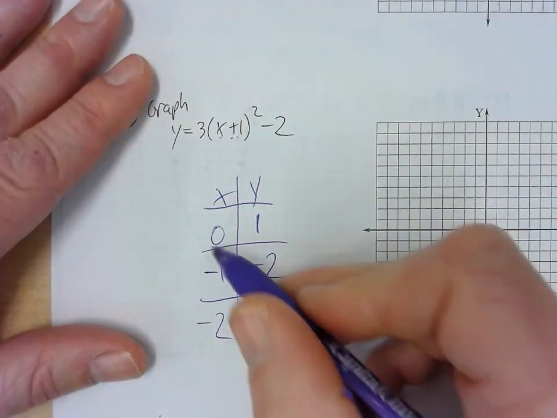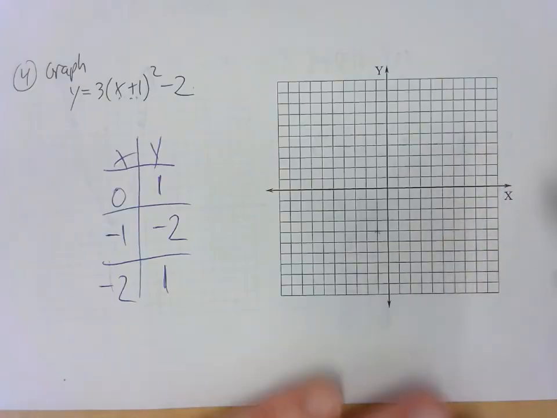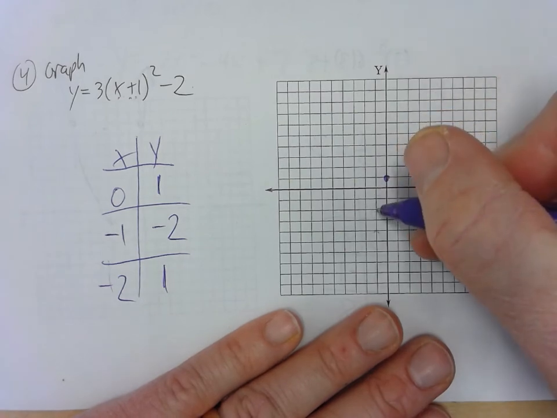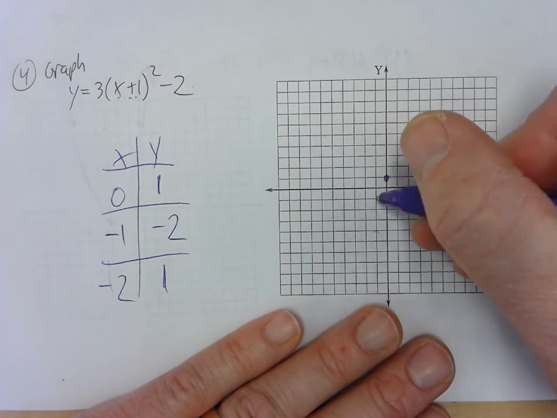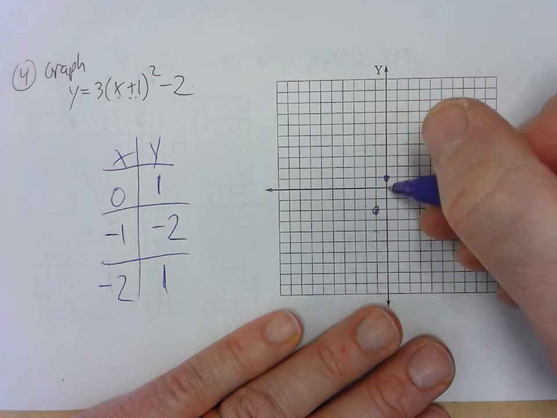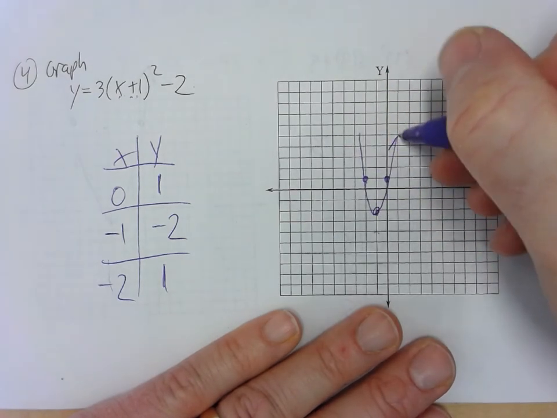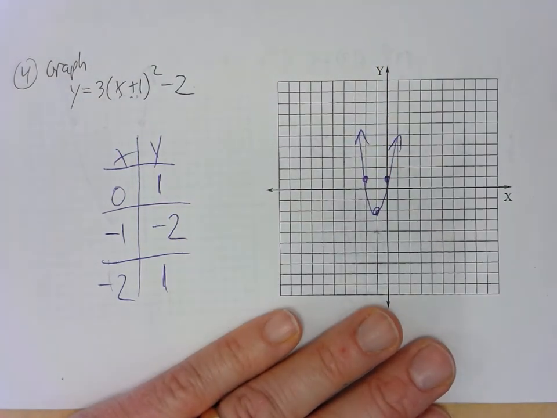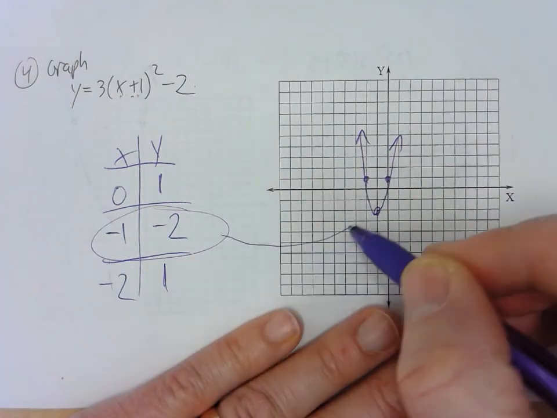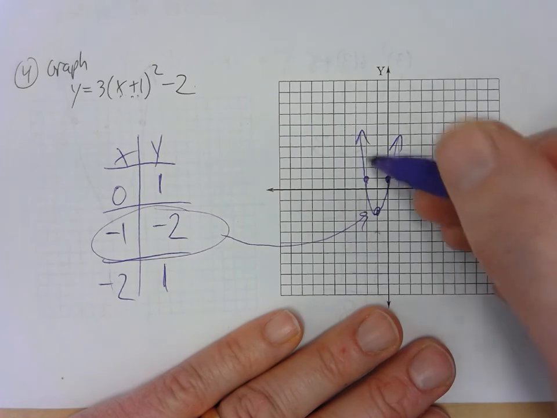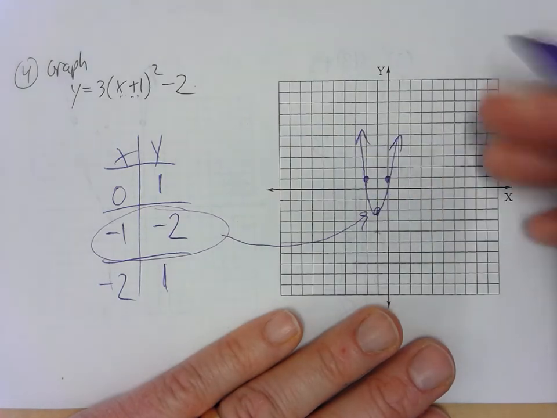These are always the same if this is spaced out the same. So 0, 1 goes here. Negative 1 down 2 goes here. Negative 1 down 2. 1, 2. There we go. And then there. Boom. And there's the vertex. That's the turning point. That's the most important point on the parabola because it'll let you know when it's turning.